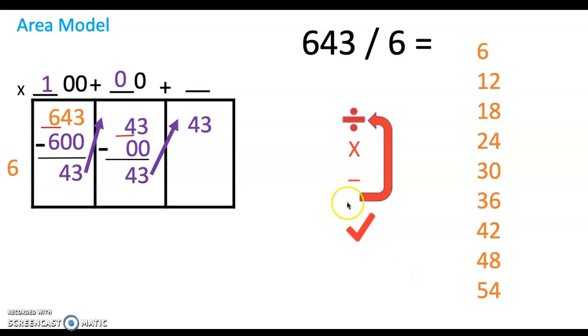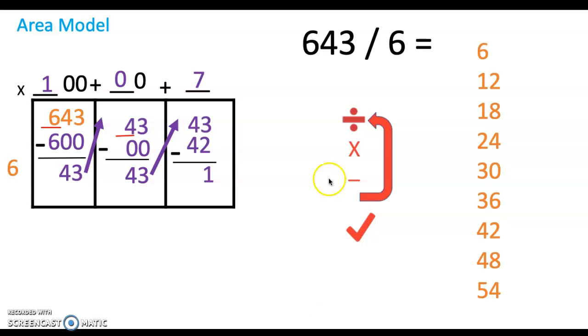Now we're ready to repeat. Back to division. We're in our ones place, but we have some leftovers from the tens place. So we're going to see what's the closest we can get to 43 without going over. I can see that that's 42. We skip counted 7 times to get there. Now let's multiply. 7 times 6 is 42. When we subtract, we're left over with just 1.